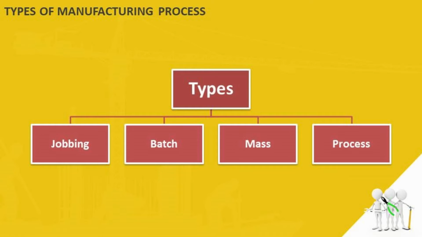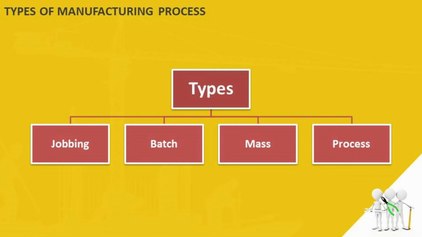This must be selected keeping in view two very important parameters. First, the manufacturing process being selected for a production system must, as a mandatory thing, meet the specification of the final product. And second, it has to be cost effective. So basically the manufacturing process is classified into four types: jobbing, batch, mass and process type. So let's understand them one by one.